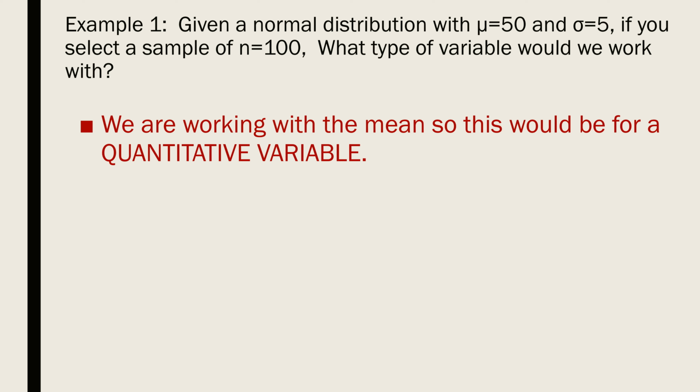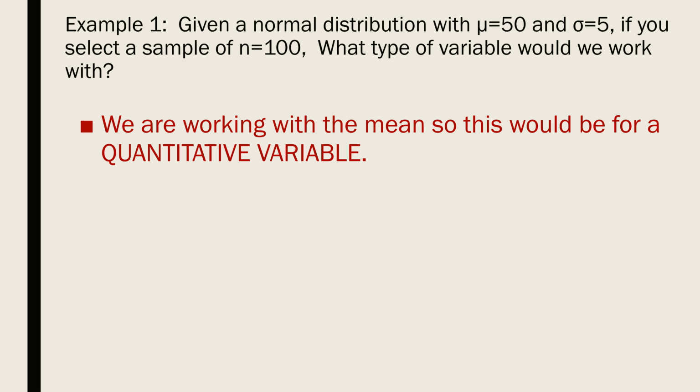In this video, we are going to go through some examples about the sampling distribution of sample mean. Example 1. Given a normal distribution with mu equals 50 and sigma equals 5, if you select a sample of n equals 100, this means sample size is 100. What type of variable would we work with?